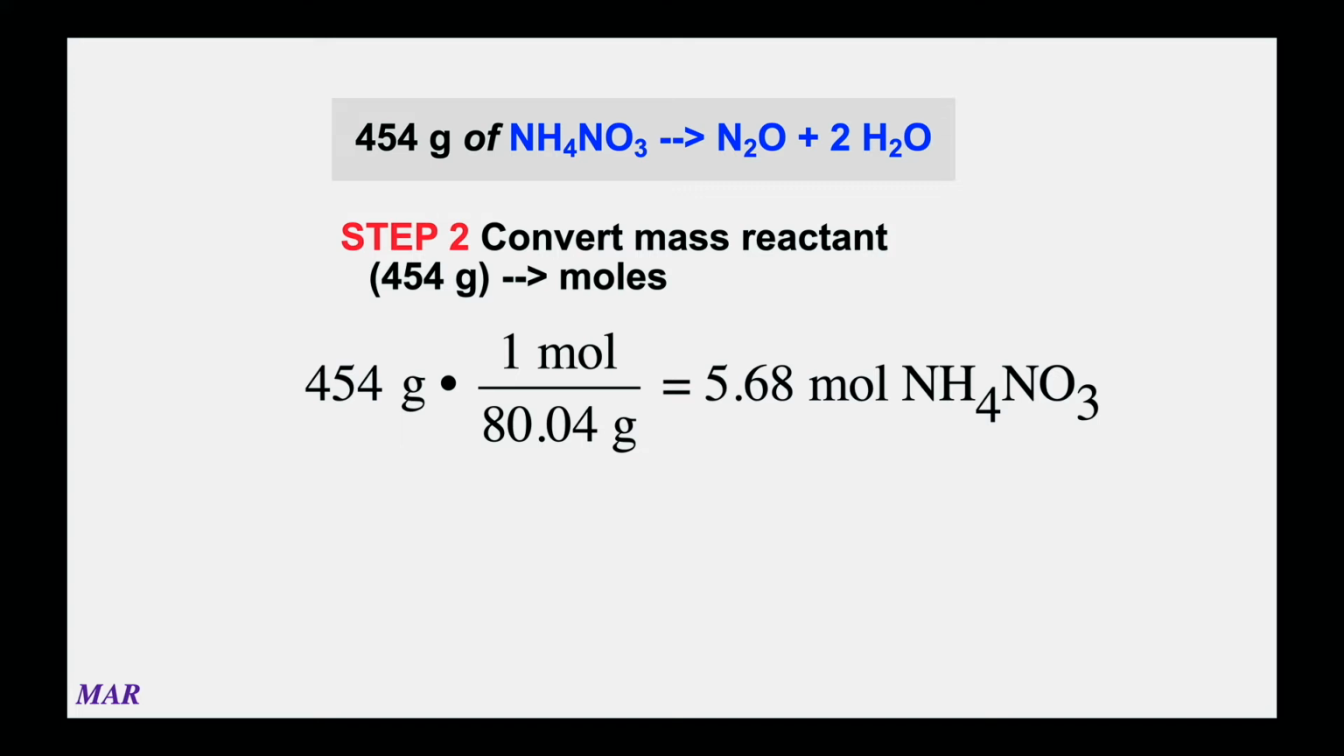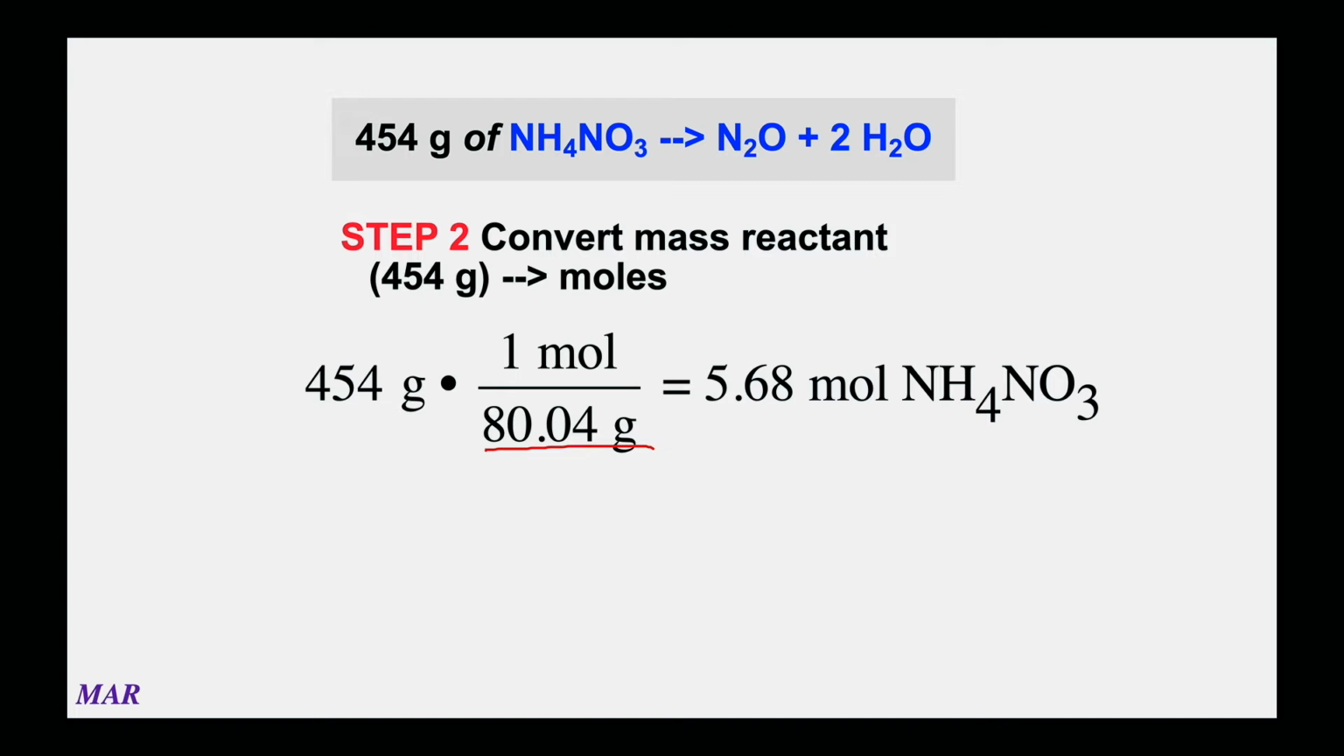And so the 454 grams of ammonium nitrate, we can't leave it as that. We've got to turn it into moles. Now ammonium nitrate, if you figure out the molar mass, is 80.04. So again, to get that number, I took 2 nitrogens, and each nitrogen on the periodic table is about 14 grams per mole. I also added 4 hydrogens.